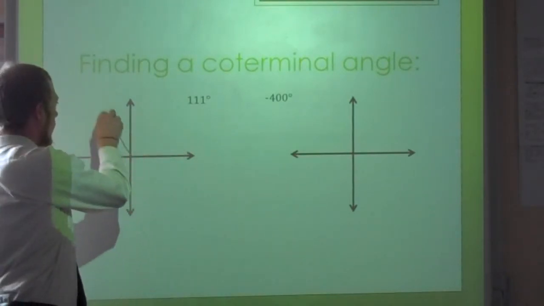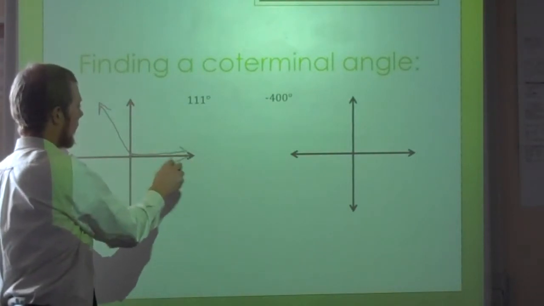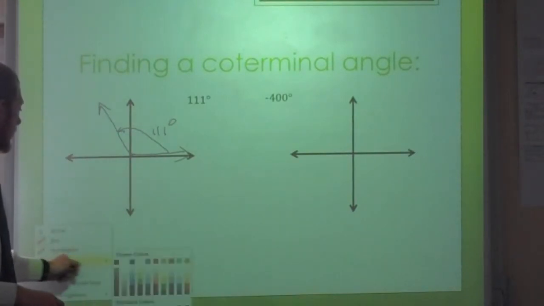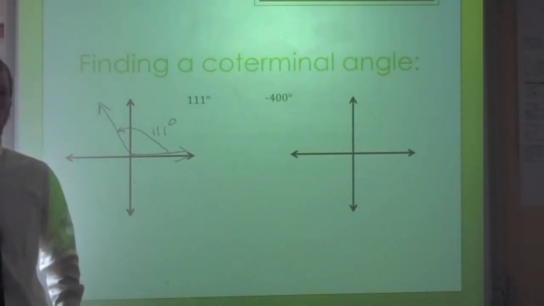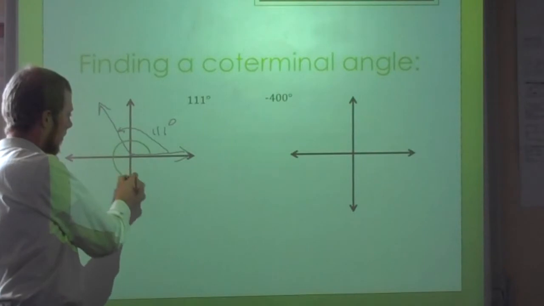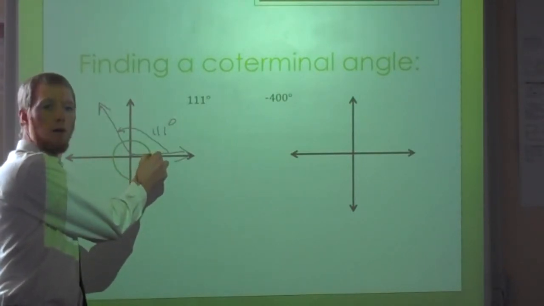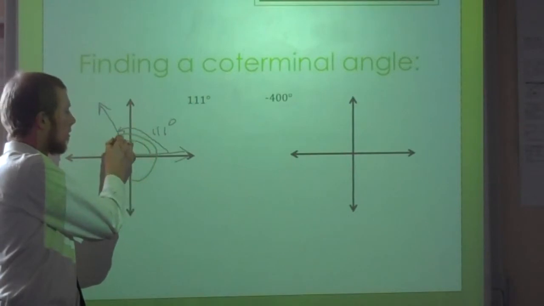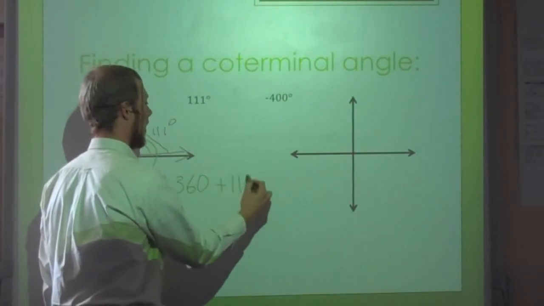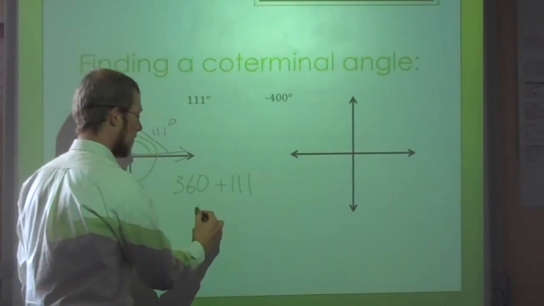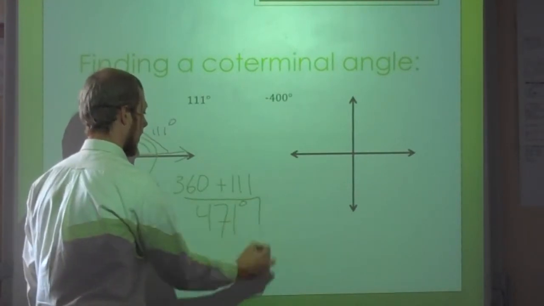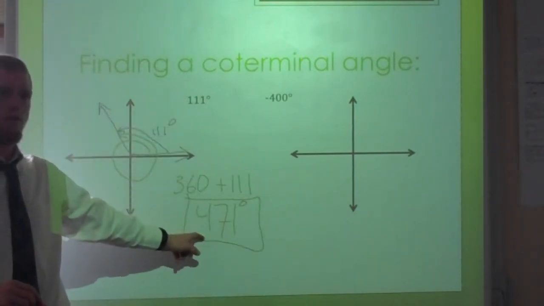Well, I'll draw my 111 again. This is 111 degrees. My next step, guys, if I wanted another positive angle, would be to do this. I know that that's how many degrees? 360. And then I'm going to go here, such that 360 plus 111 would give me 471 degrees, and it's in the same direction, so it stays positive.